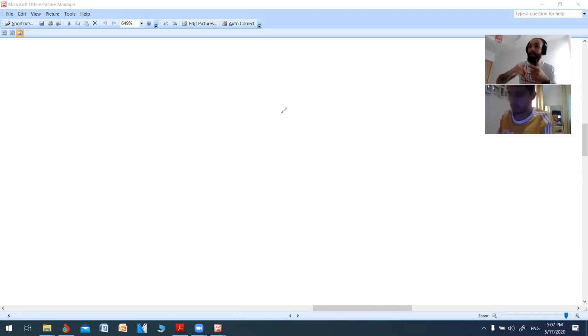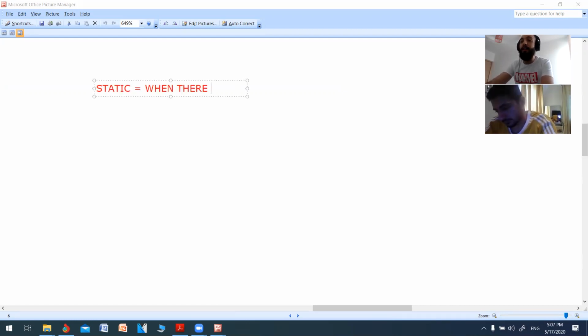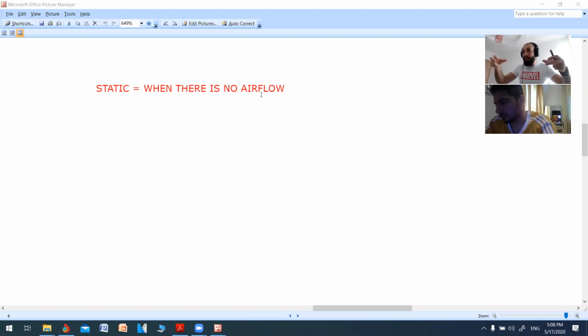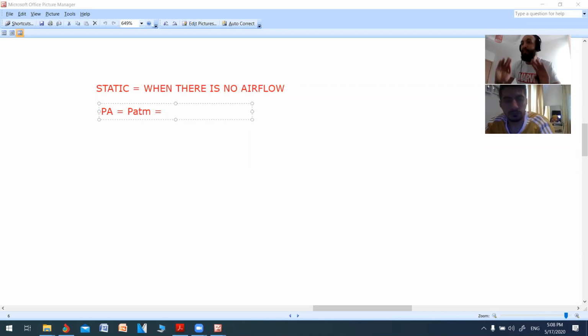So the PIP will decrease, so the PTP will increase. Then I tell him, stop the airflow. Stop breathing. So that's why it's called static. Static means when there is no airflow. So I am calculating the volume when there is no airflow. The air came into the alveoli, it made them bigger. And after it, I tell the person to stop breathing. When he stops breathing, the PA becomes the pressure of the atmosphere and becomes zero. Now I calculate how much volume it increased.